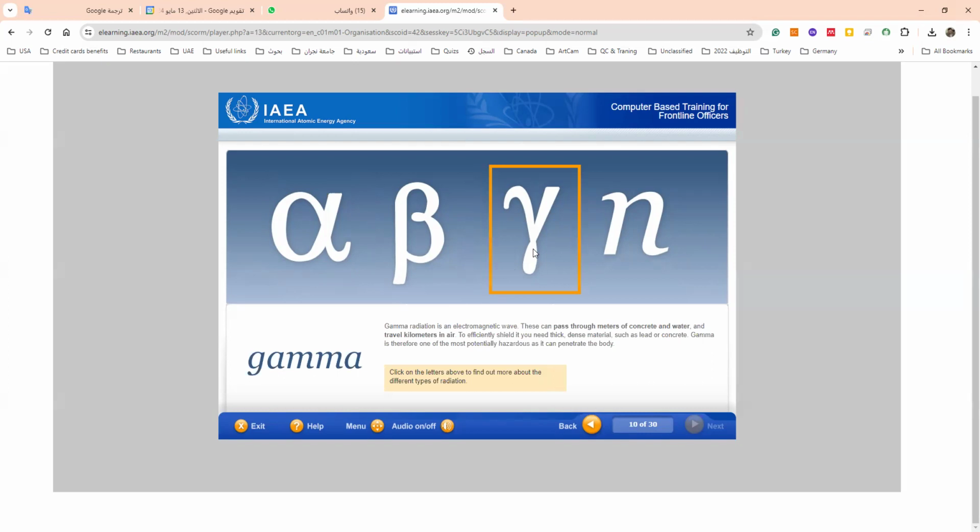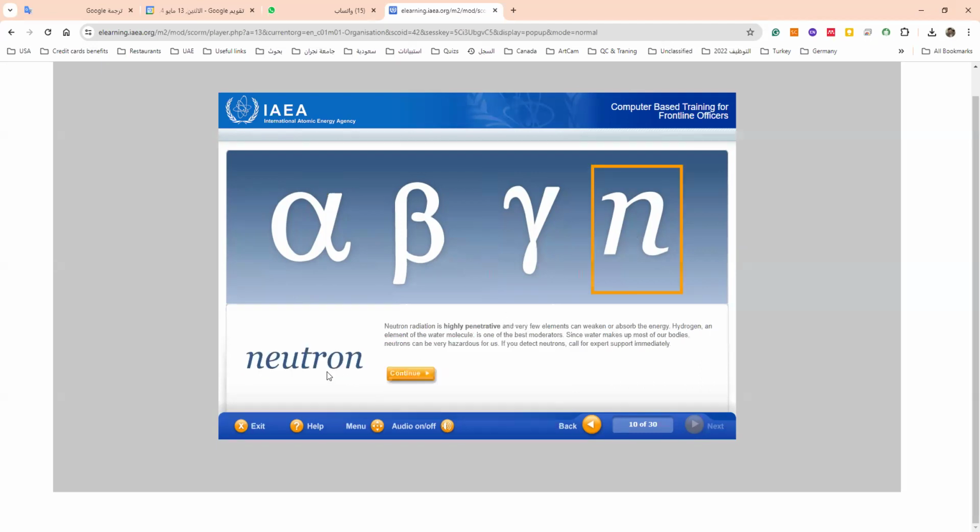And gamma radiation is an electromagnetic wave. This can pass through meters of concrete and water and travel kilometers in air. To efficiently shield it, you need a thick, dense material like lead or concrete.